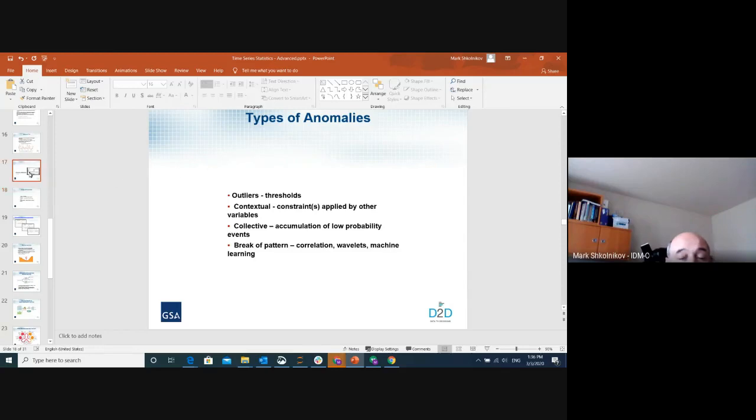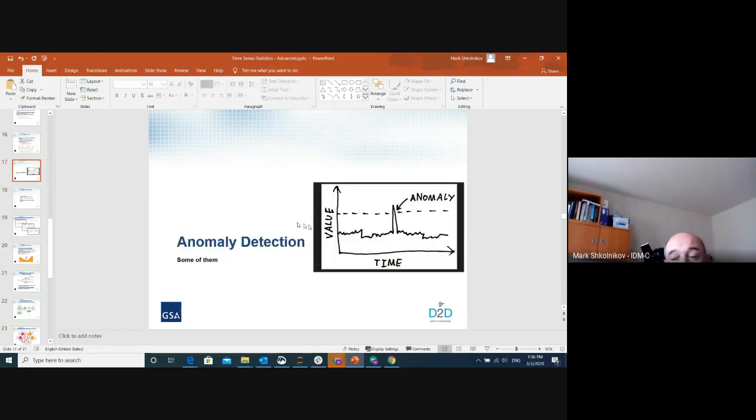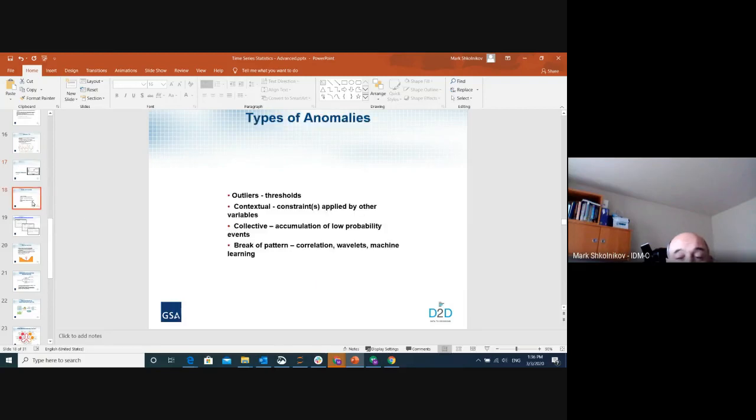So this exact picture is showing you an outlier detected with a threshold. The dotted line is a threshold, and something goes up. So here is a very, very simple way to detect an outlier.